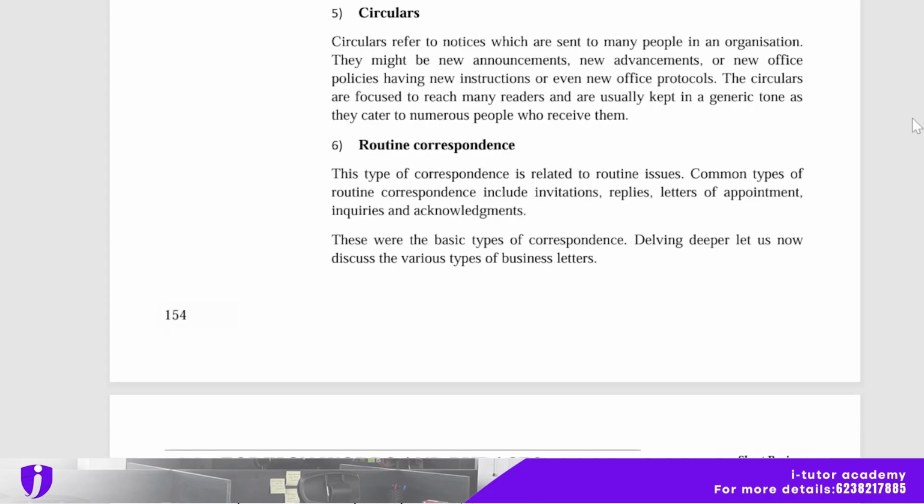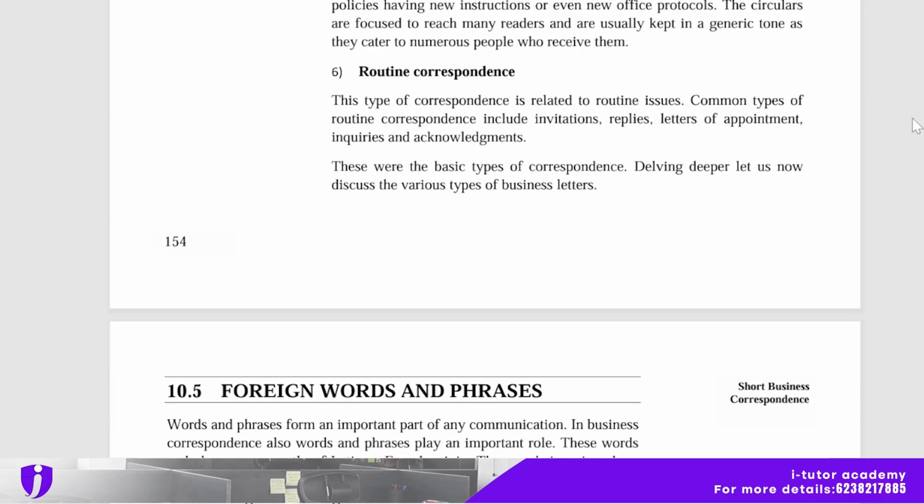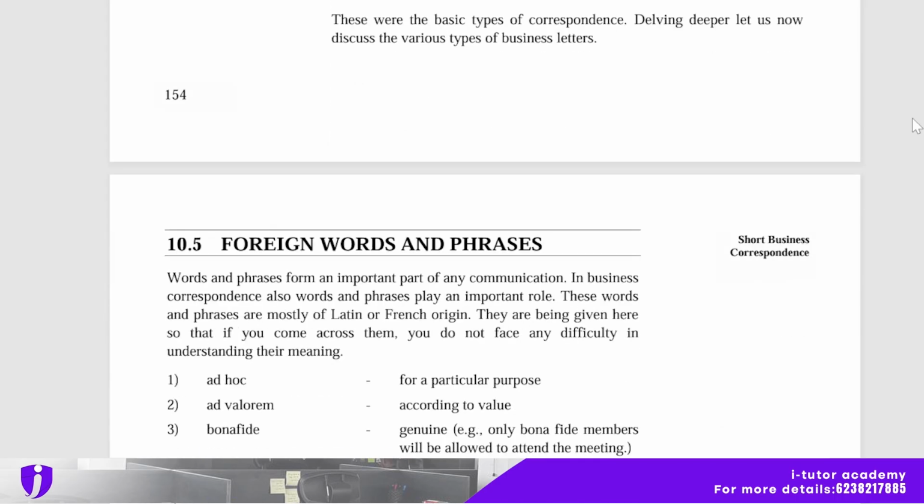And routine correspondence. This type of correspondence is related to routine issues. Common types of routine correspondence include invitation replies, letters of appointment, enquiries, and acknowledgements. These were the basic types of correspondence, and delving deeper, let us now discuss the various types of business letters.